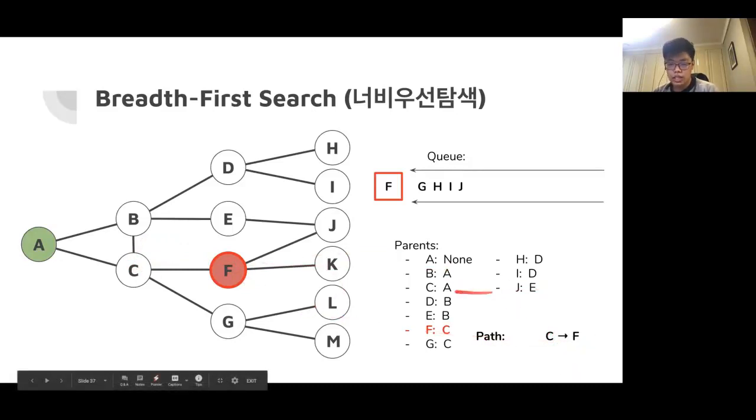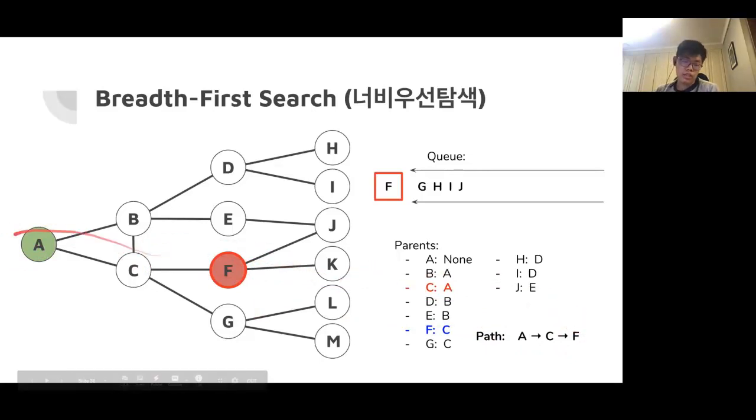Now we look at C. What's the parent of C? Parent of C is A, right? Because we go from A to C. This would be the path, right? We go back using the parents as guidance, and we retrace the path that we took. So we do this again and again until we reach our starting point. In this case, our starting point is A, so we just stop right here, and we have our path A, C, and F. That's how BFS works.